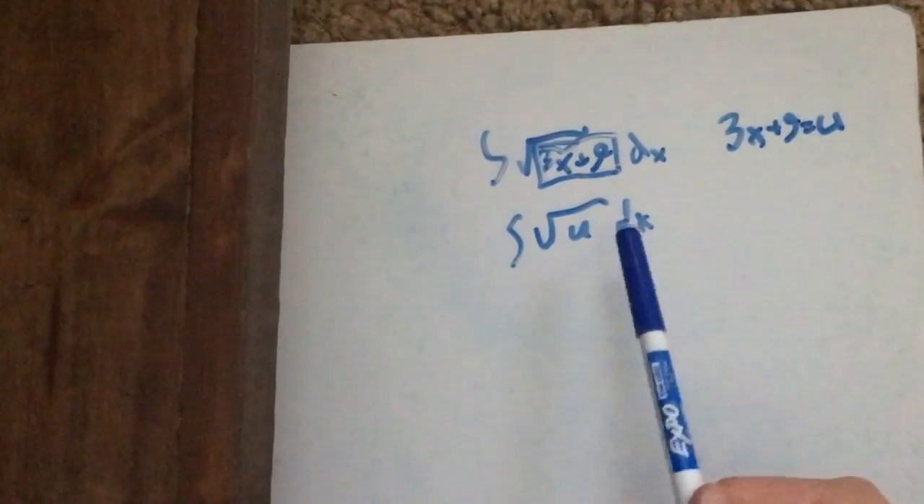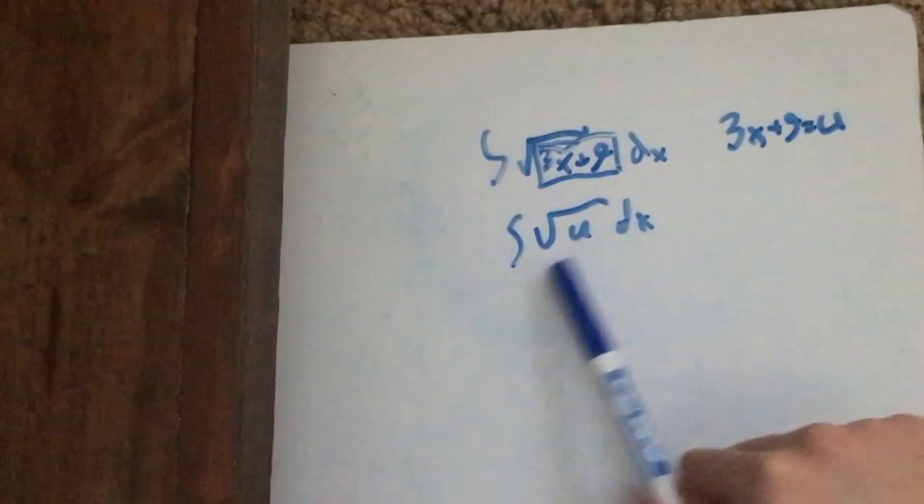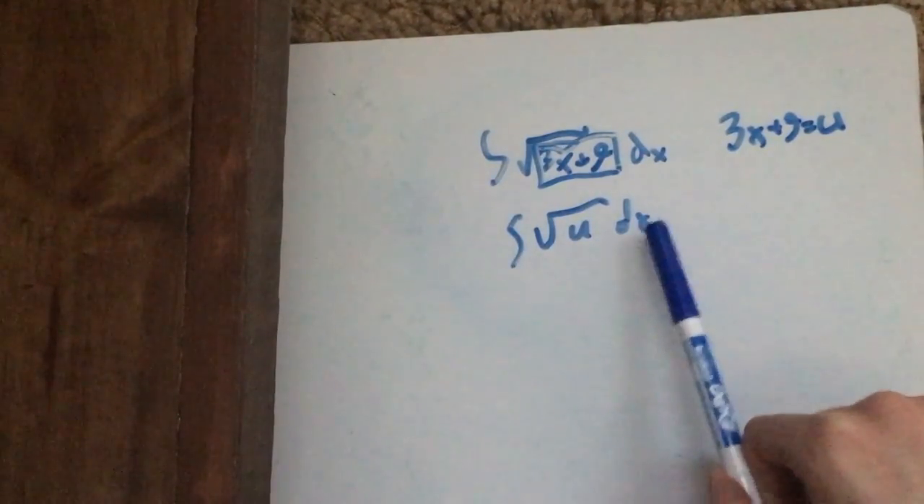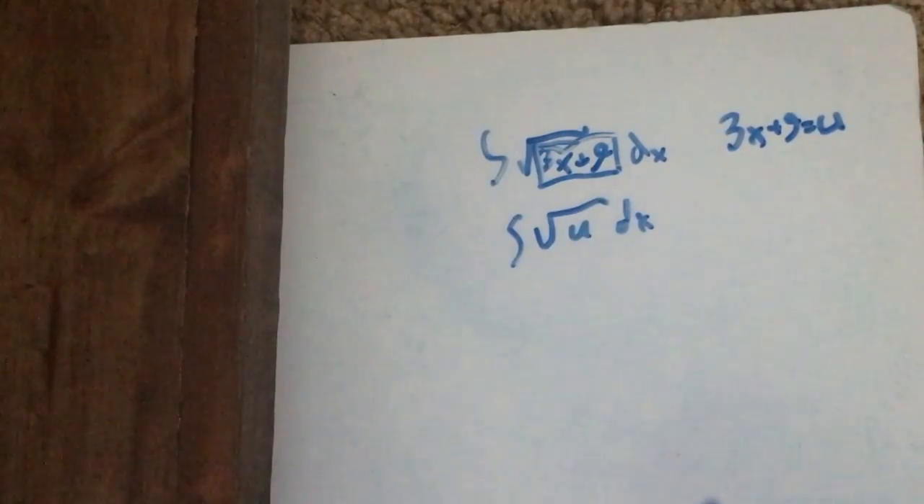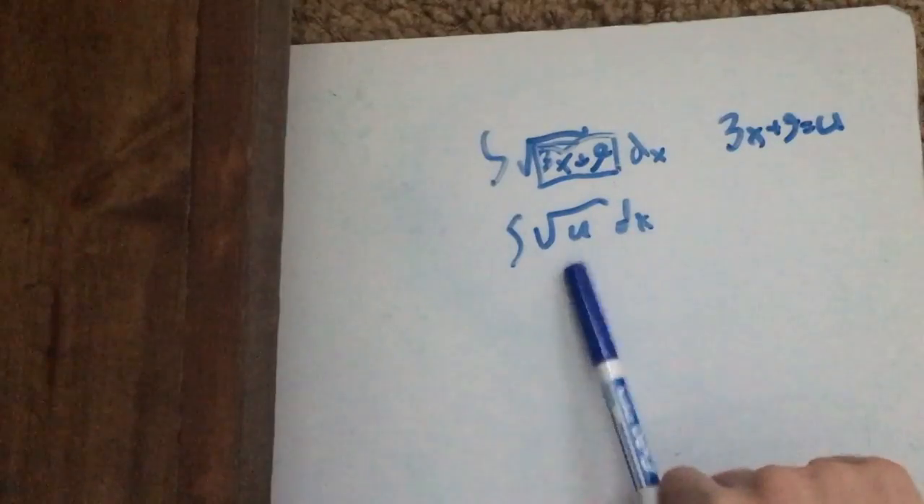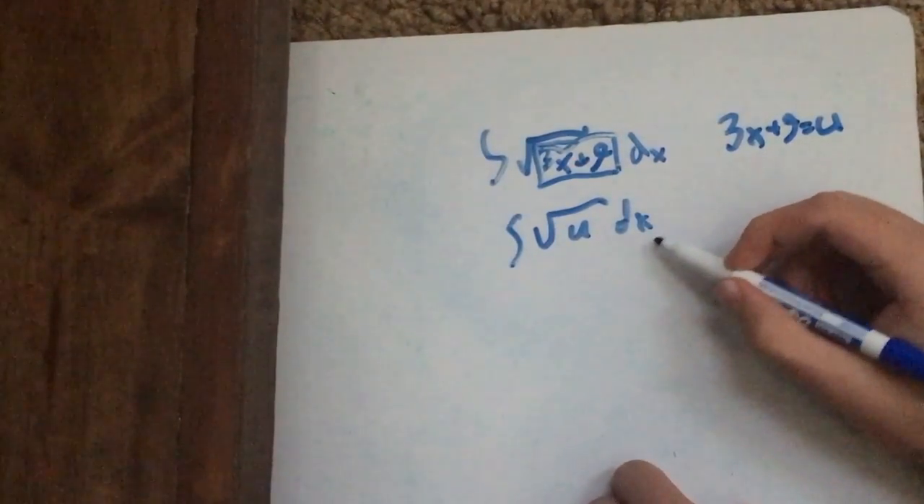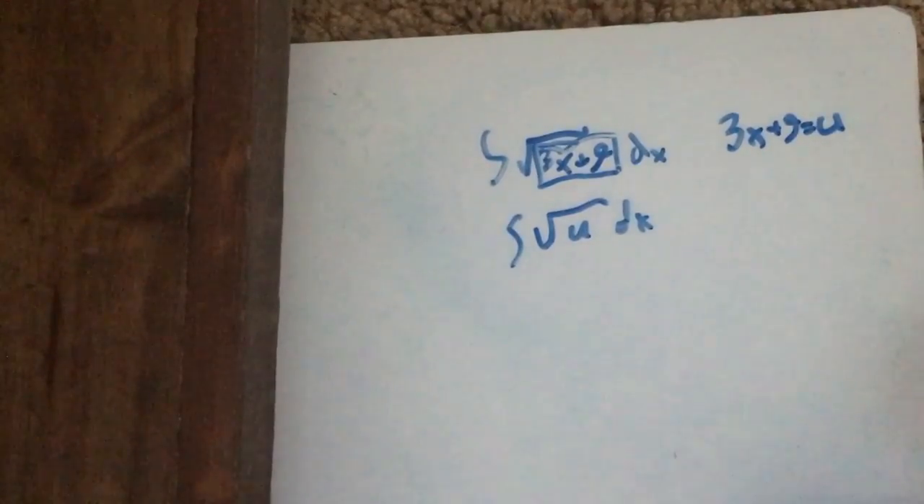We can't find the antiderivative of something, because we can't integrate it, because the dx and the u don't really match. You can't integrate that because of the different variables. So what you need to do is convert the dx over to du. And what you may be asking is, how do you do that?